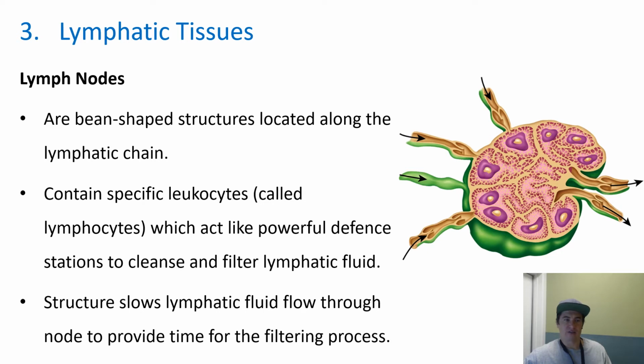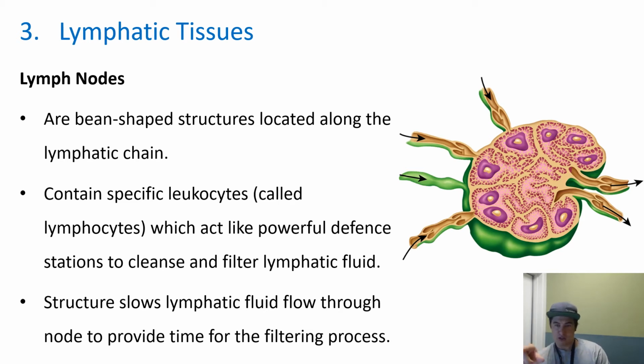And then we have this series of lymph nodes through that lymphatic system, that network of lymphatic vessels. They're bean-shaped, located along the lymphatic chain. They contain specific leukocytes called lymphocytes. So a leukocyte just means white blood cell. A lymphocyte is a white blood cell found in our lymph nodes, and they act as powerful defense stations to cleanse and filter lymphatic fluid.